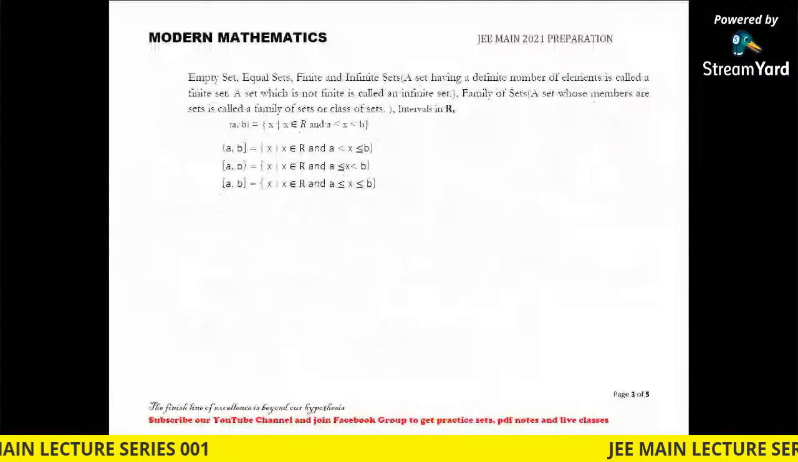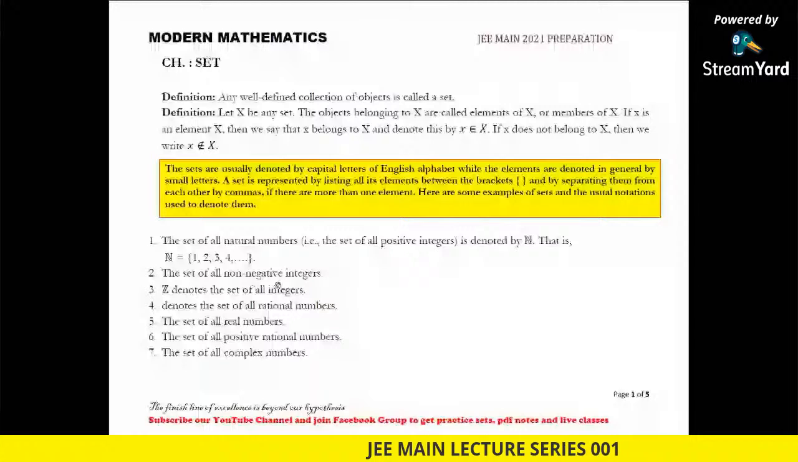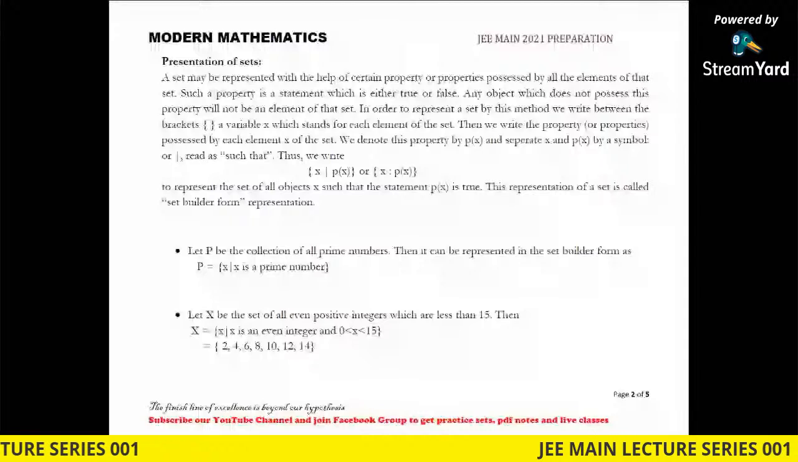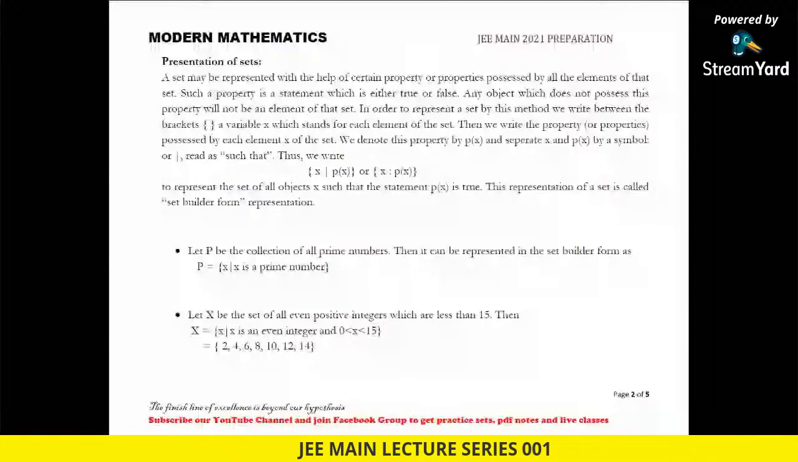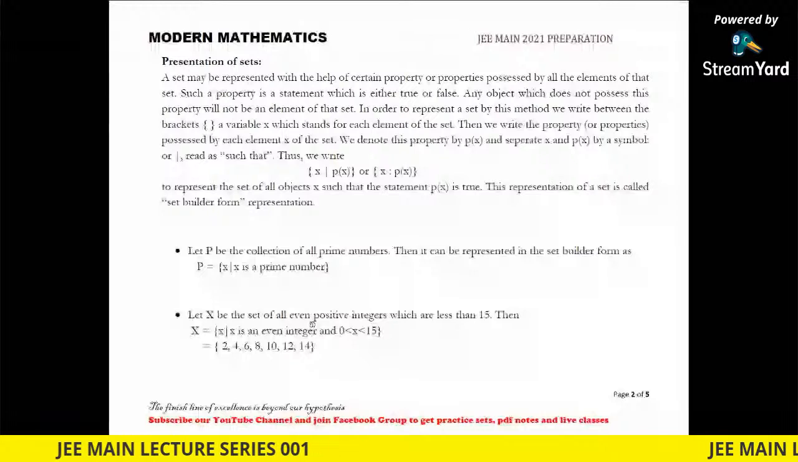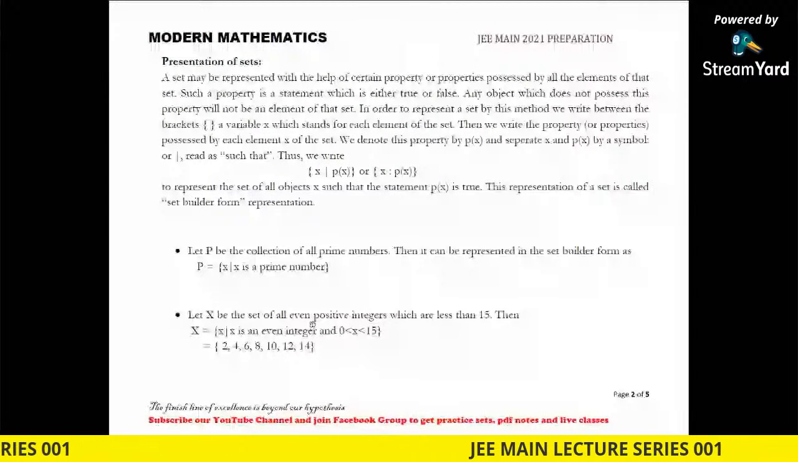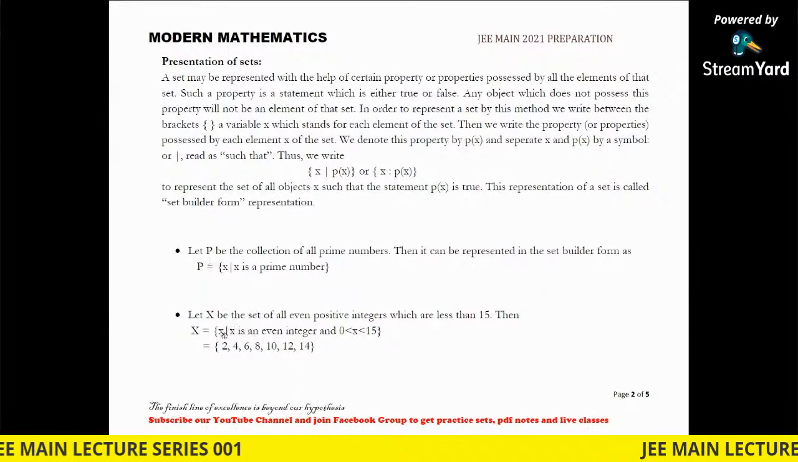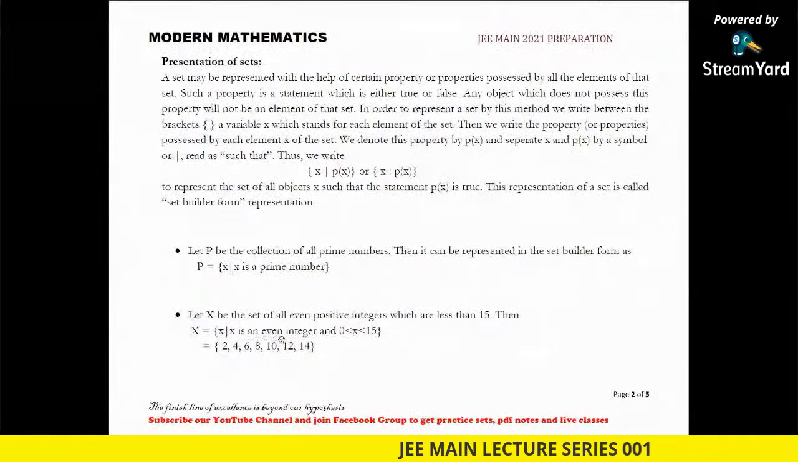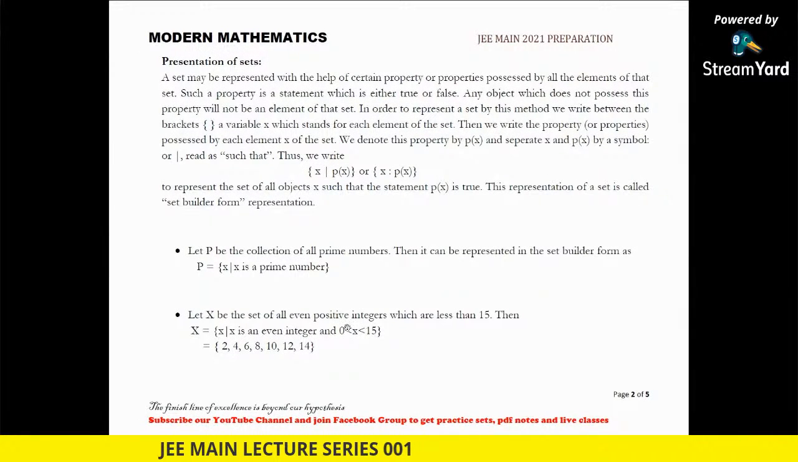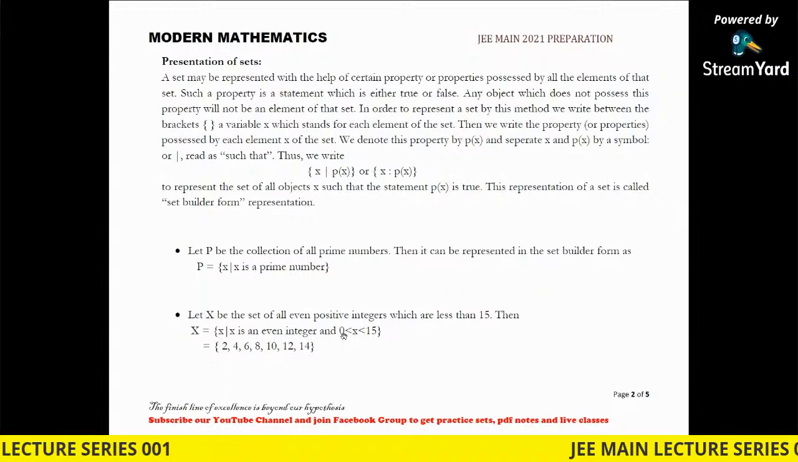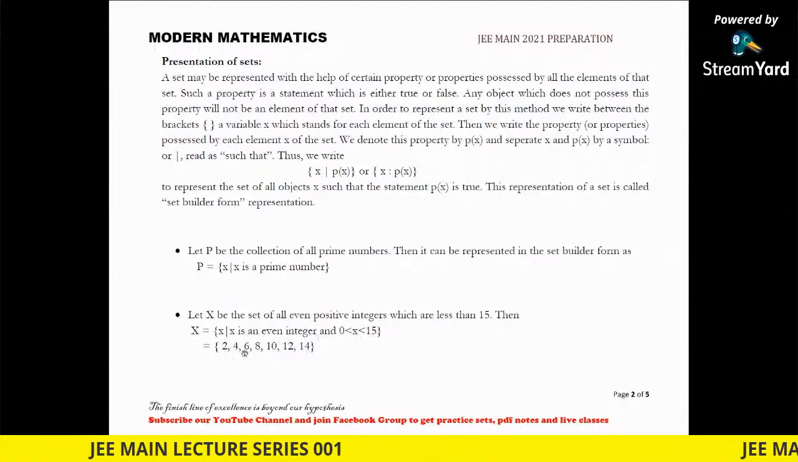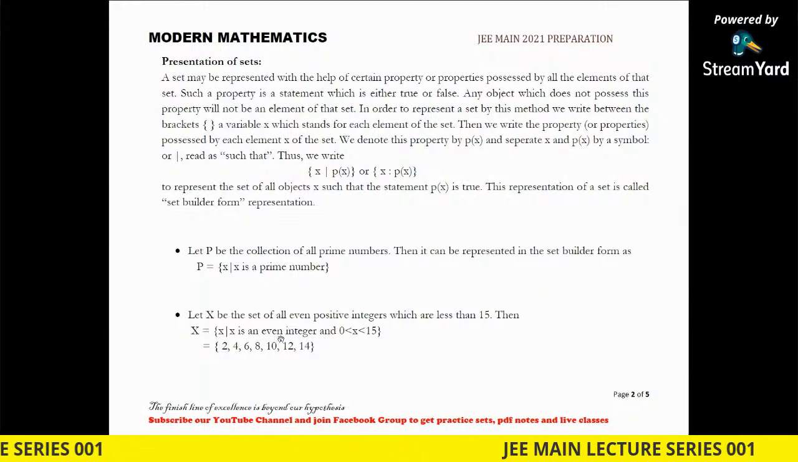The second example is: x is a set of all even positive integers less than 15. I have written it in set builder form: x such that x is an even integer and 0 less than x less than 15. So x is an even integer: 2, 4, 6, 8, 10, 12, 14. These are the members of this set.